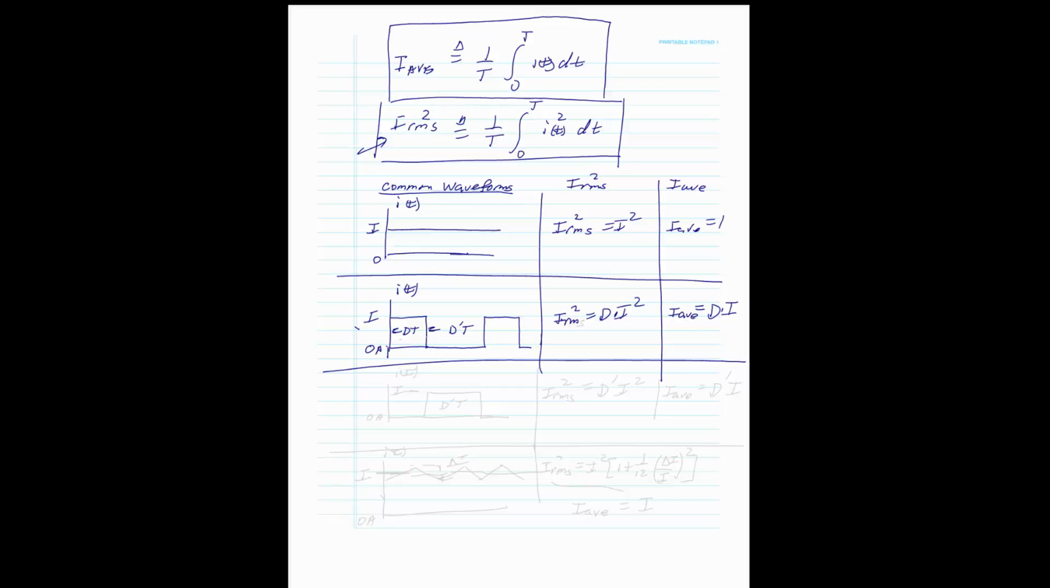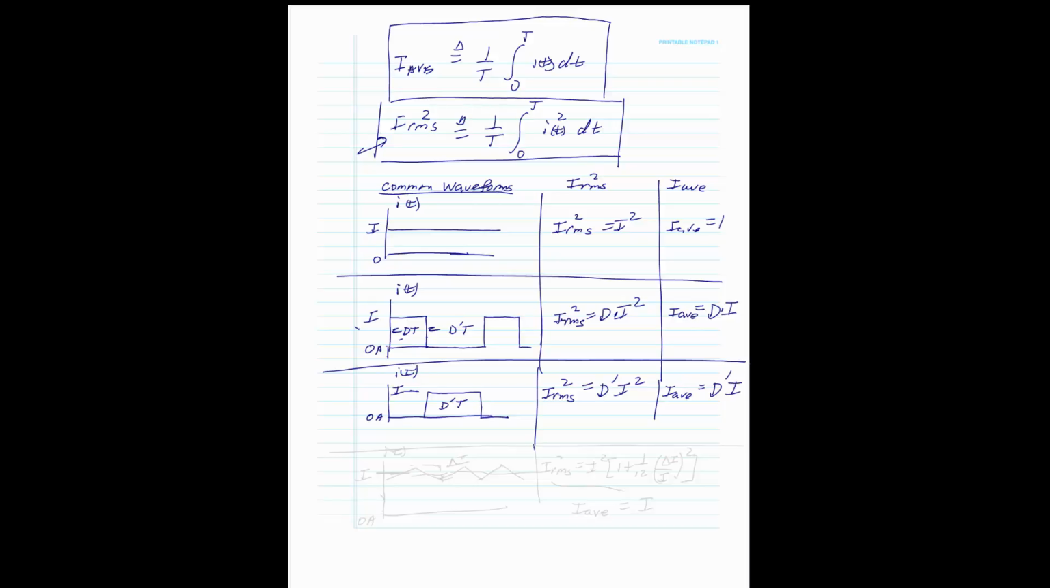The other common one is, notice this is during the on time, during the off time. What if it's equal to something like that? There's the current during d prime t. Again, the height of that I'm going to say is I. That's 0 amps to begin with, and this is I of t. The RMS current, I RMS squared, is going to be equal to d prime I squared. And the I average of this value is going to be equal to d prime I.